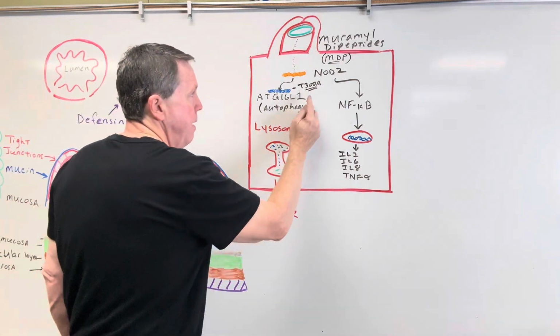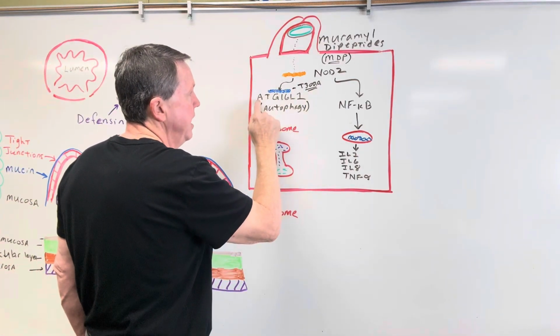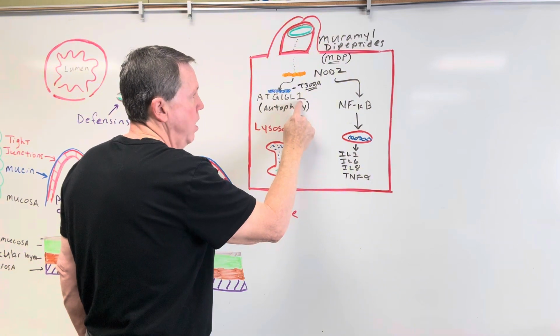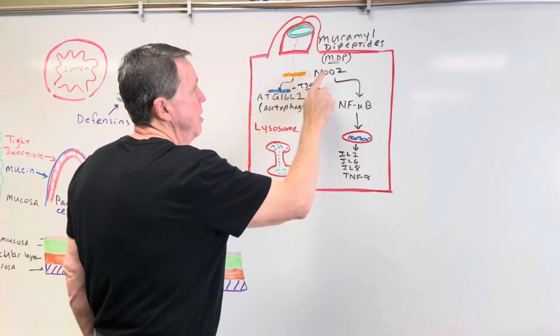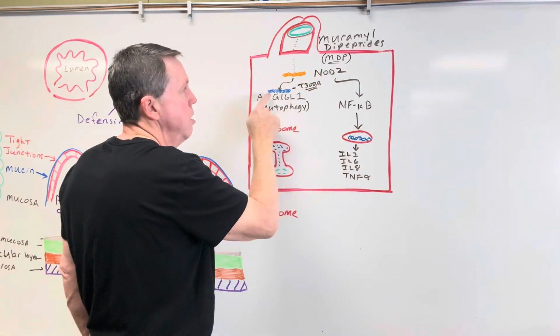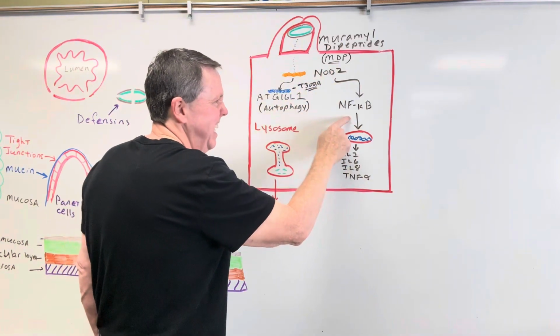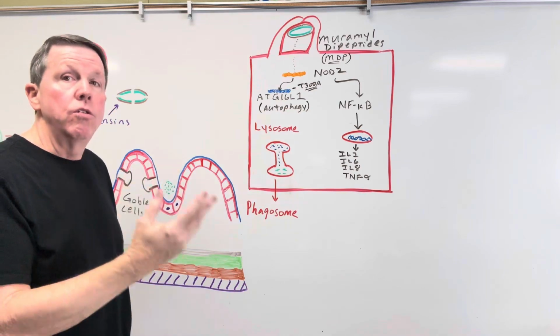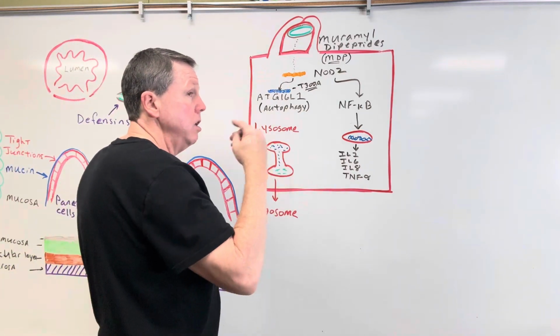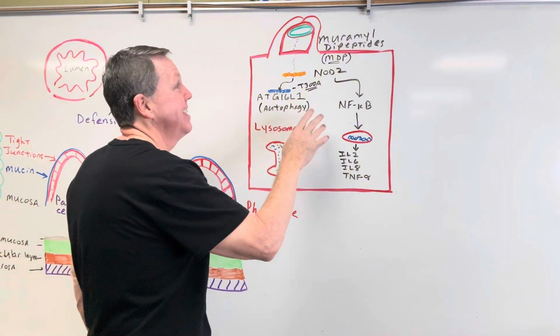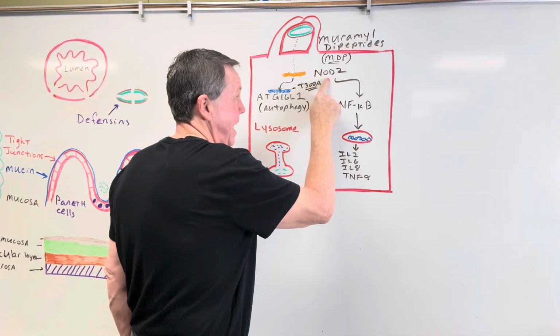The other thing that can happen is I can get a mutation on the ATG16L1 at the T300 area, and then what's gonna happen is my NOD2 still works, but this doesn't, so it doesn't inhibit this when it's supposed to. So now I'm gonna get a hyperimmune response. So that's a lot. So now let's take a look at this. This is what's also gonna happen.